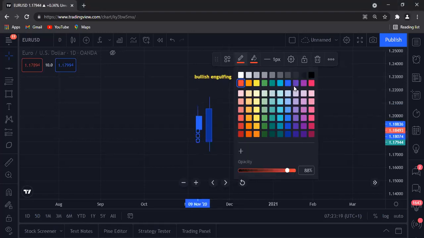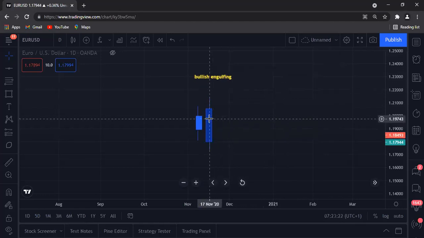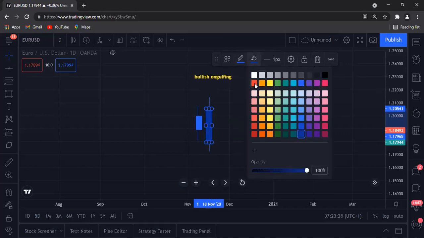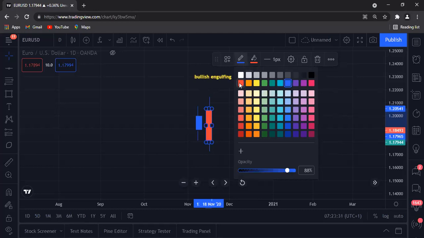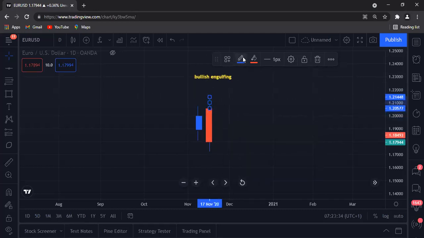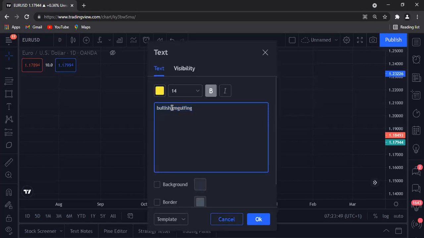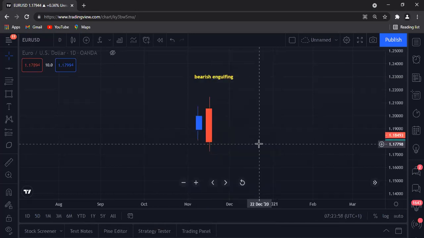So this now can be my blue. Now this is my red. This is my red. So this is for bearish engulfing. Bearish engulfing. Are we good? Yeah. This is just the direct opposite.